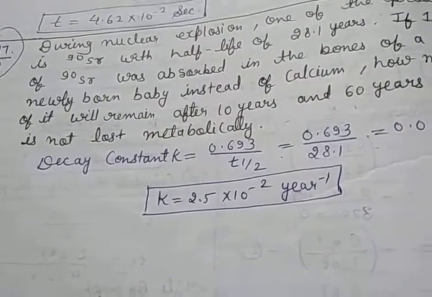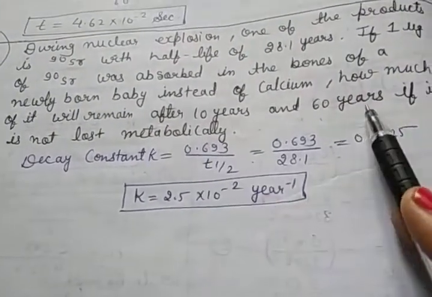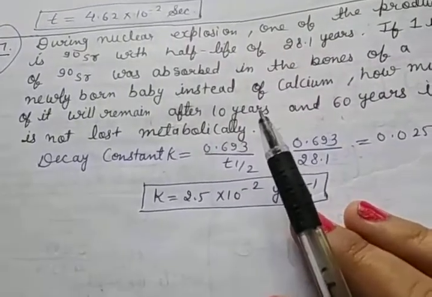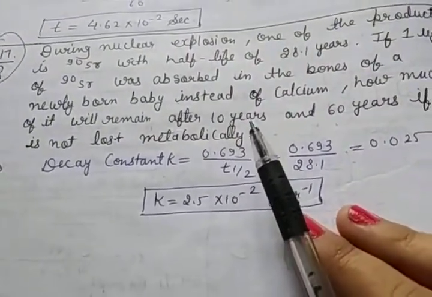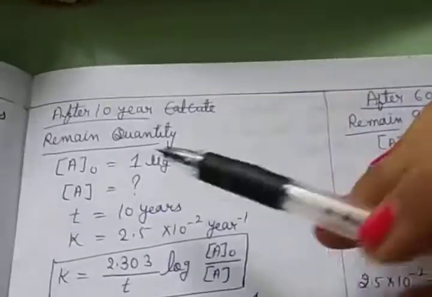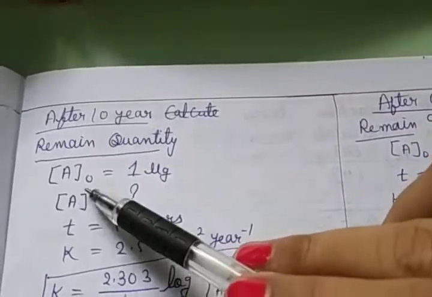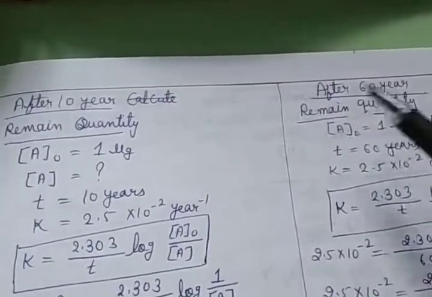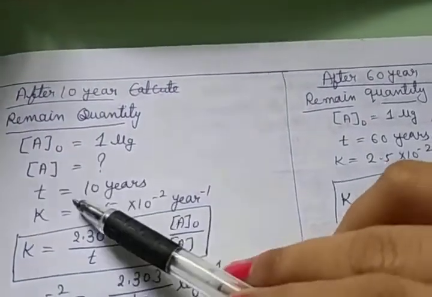We have to find the concentration of A, how much percentage of calcium remains. So after 10 years and then after 60 years. After 10 years, the remaining quantity: A naught is equal to 1 microgram. Here also A naught is given, and A we have to find. T is equal to 10 years.